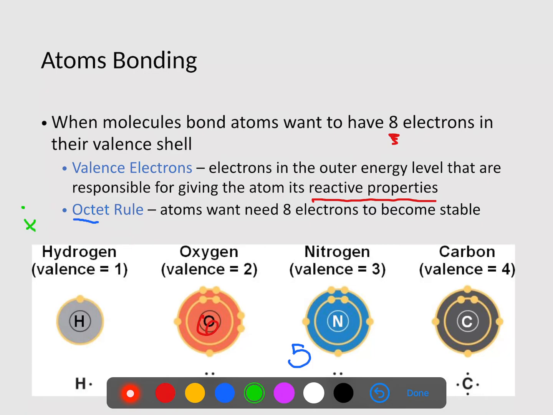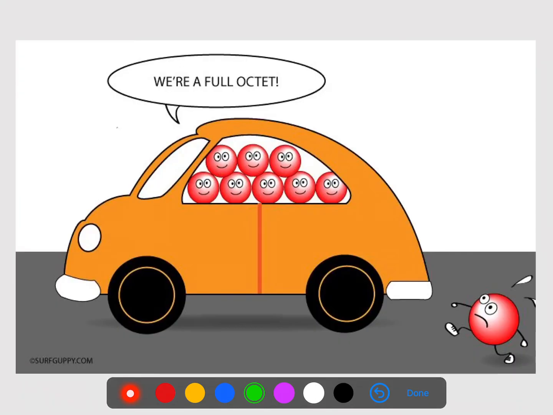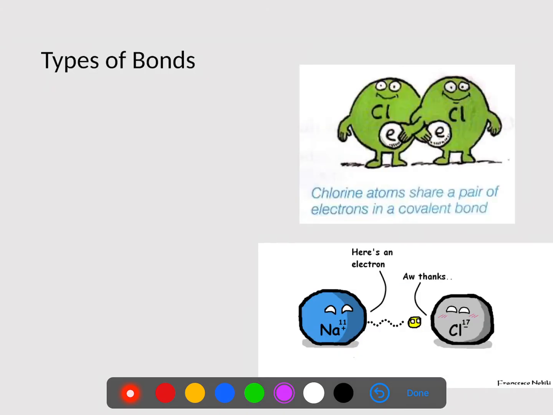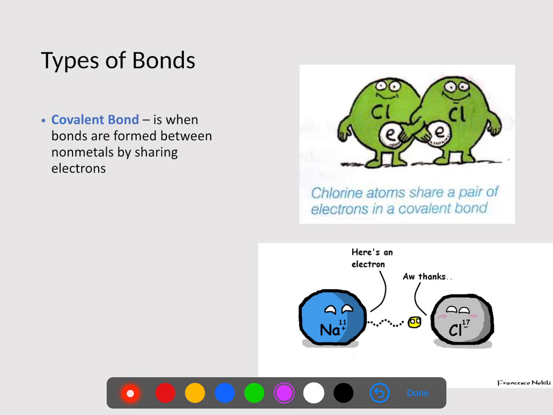So if I have my atom here, the most stable elements are the ones with 8 electrons around them. So atoms and elements are going to bond until they get those 8 electrons. Just like in our bus here, our electrons fill up the bus, therefore they're happy and stable. Again, the octet rule just means 8 electrons in the outer shell. So we have two different types of bonds that can happen here.